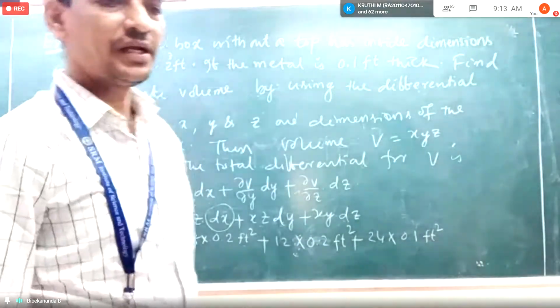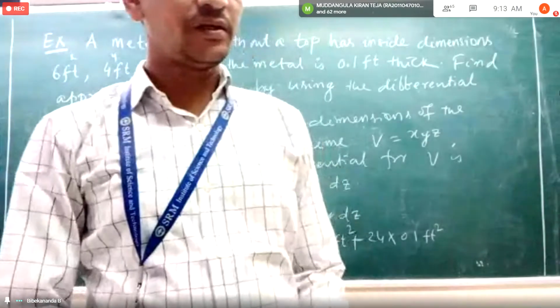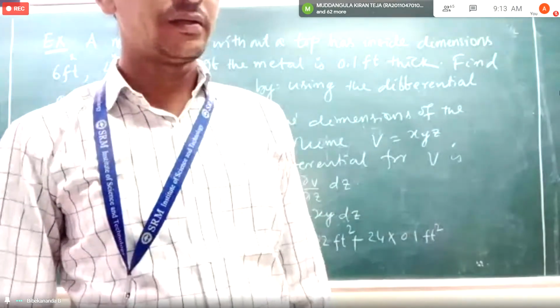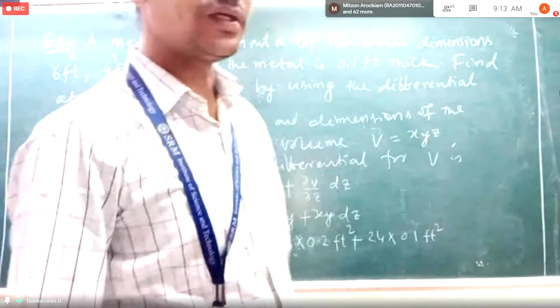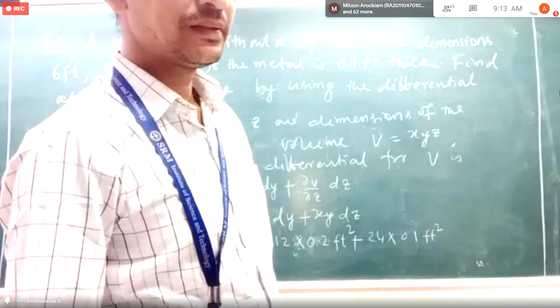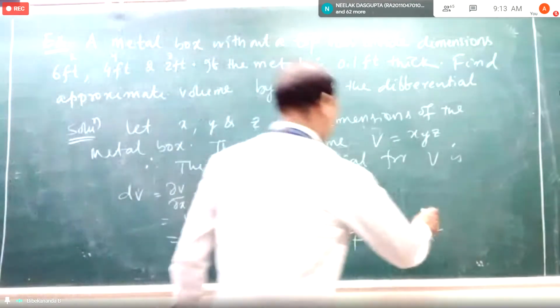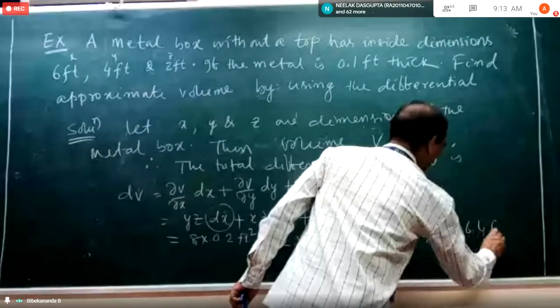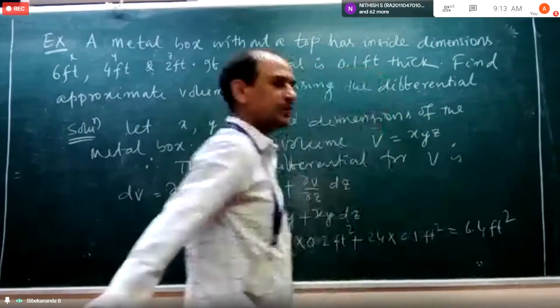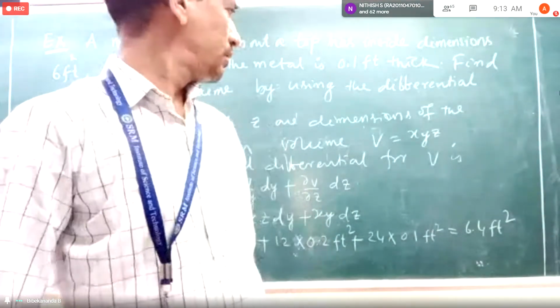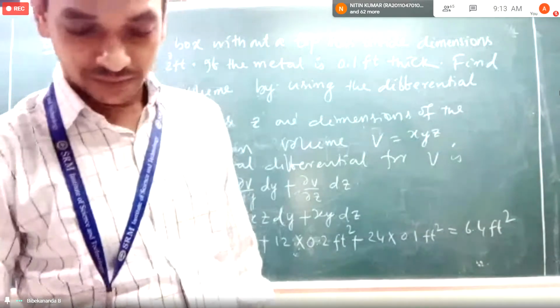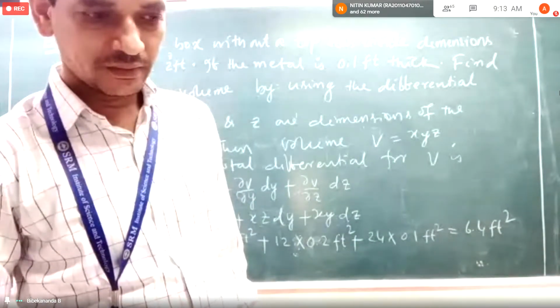You simplify it and you find the answer. So what will be the answer? Can you tell me? Do you have calculator with you? It's 6.4. 6.4 feet square. Sir, it's feet cube, sir.